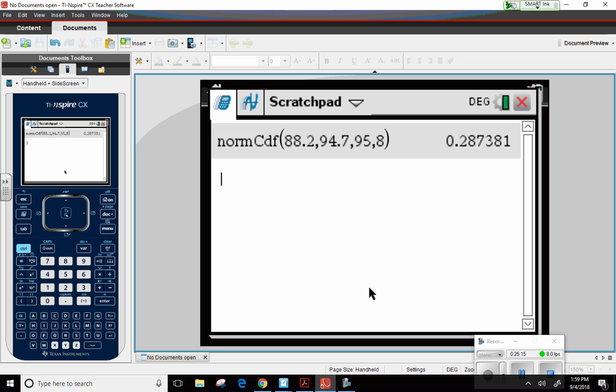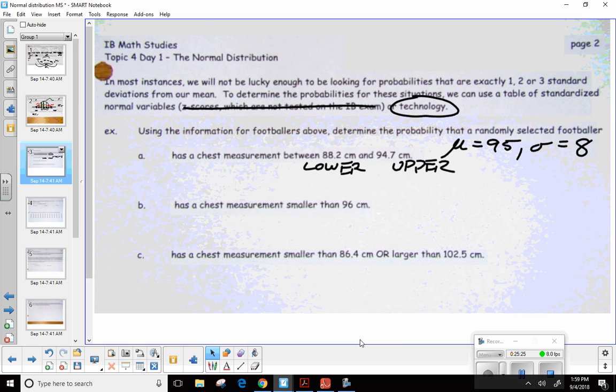Now, this is the decimal. You'd have to multiply by 100 or just move the decimal over. So I'd say about 28.7%. Does that fit with what we know about the curve? We knew it had to be less than 34. So 28.7%, and that's all you have to do.